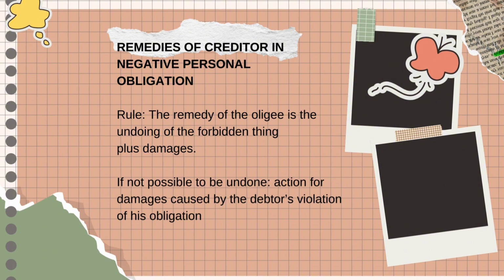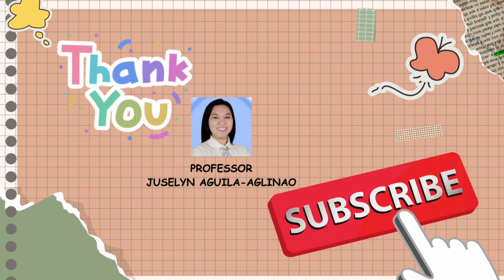For example, okay, eto. Wait lang muna. Eto. Remedy of creditor in negative personal obligation. Kanina, positive personal obligation, ngayon negative. The remedy, as a rule, of the obligee, sorry for the typo, is to undo the forbidden thing plus damages. If not possible to be undone, action for damages caused by the debtor's violation of his obligation.